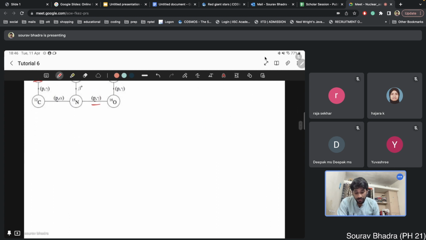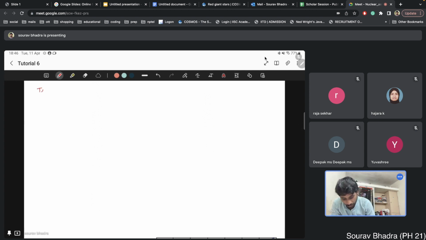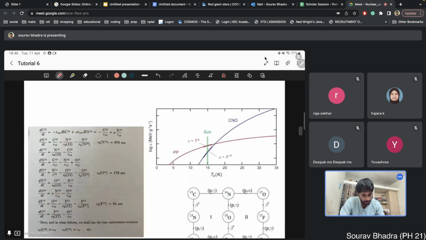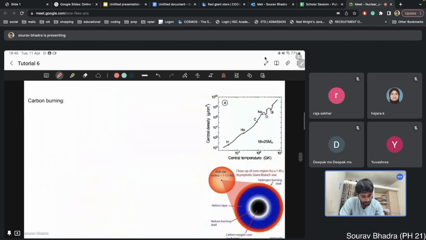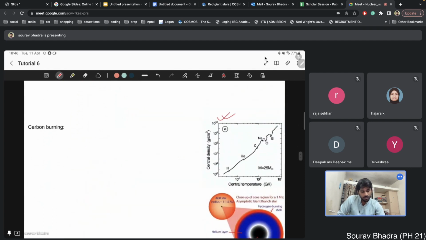Now let us consider the burning of helium. So that means the triple alpha reaction that we will consider. Now before that I will show you a plot. In this plot, the points denote when the burning stages generally start, as a function of temperature as well as density.